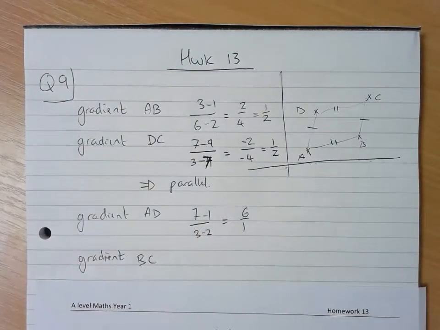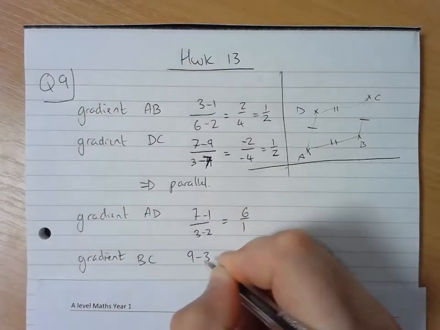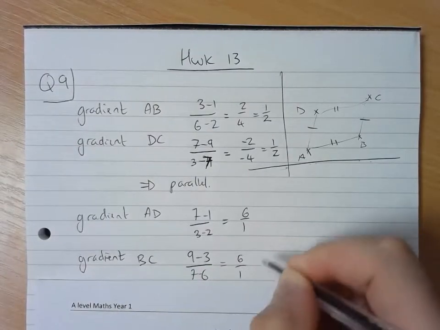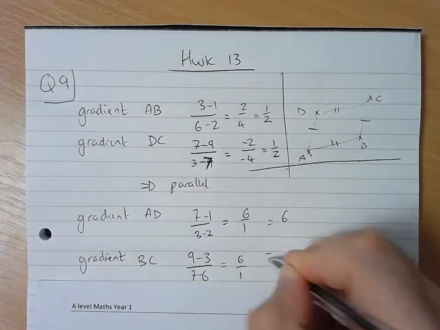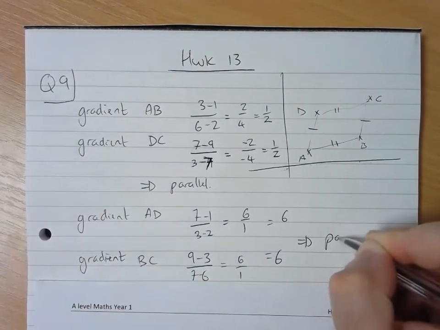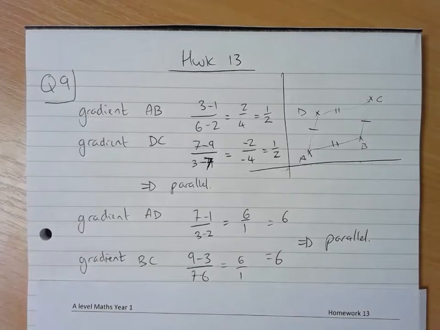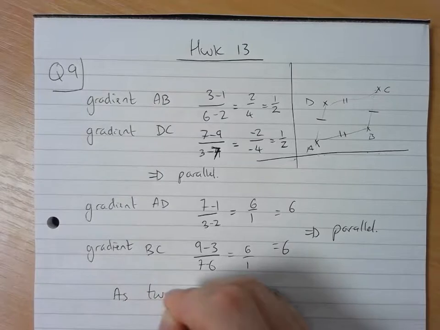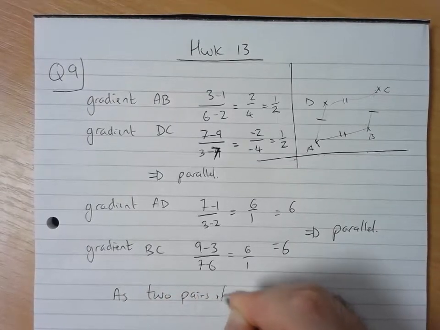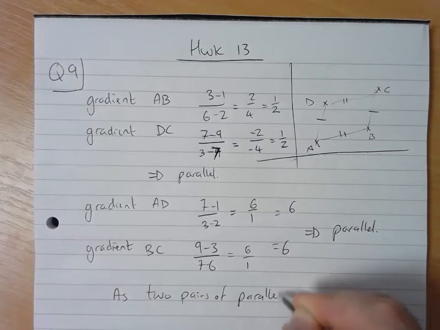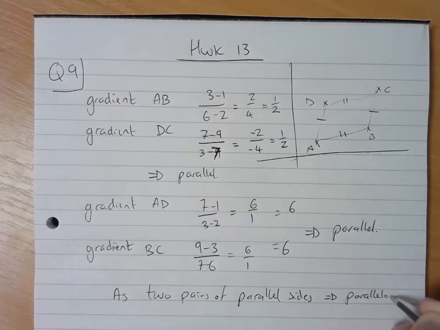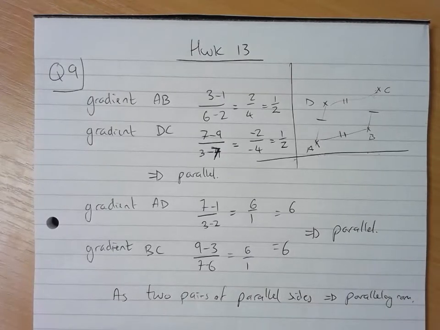If we do B and C, we have 9 minus 3 over 7 minus 6, which is 6 over 1. So this is 6 and this is 6, and together parallel. We do actually need to conclude why this works. So as two pairs of parallel sides implies we have a parallelogram, and we're finished.